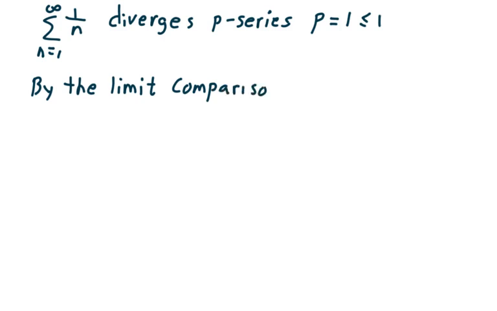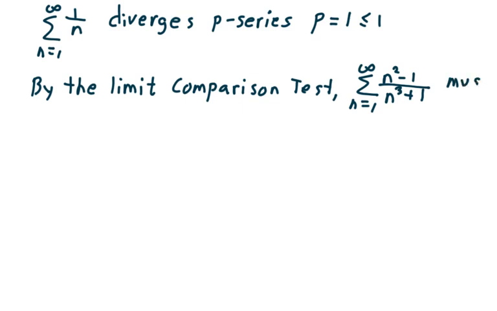what does that say about the original series? So the summation from n equals 1 to infinity of n squared minus 1 divided by n cubed plus 1 must also diverge. And that's, in a nutshell, how we do example 1. Let's take a look at example 2.